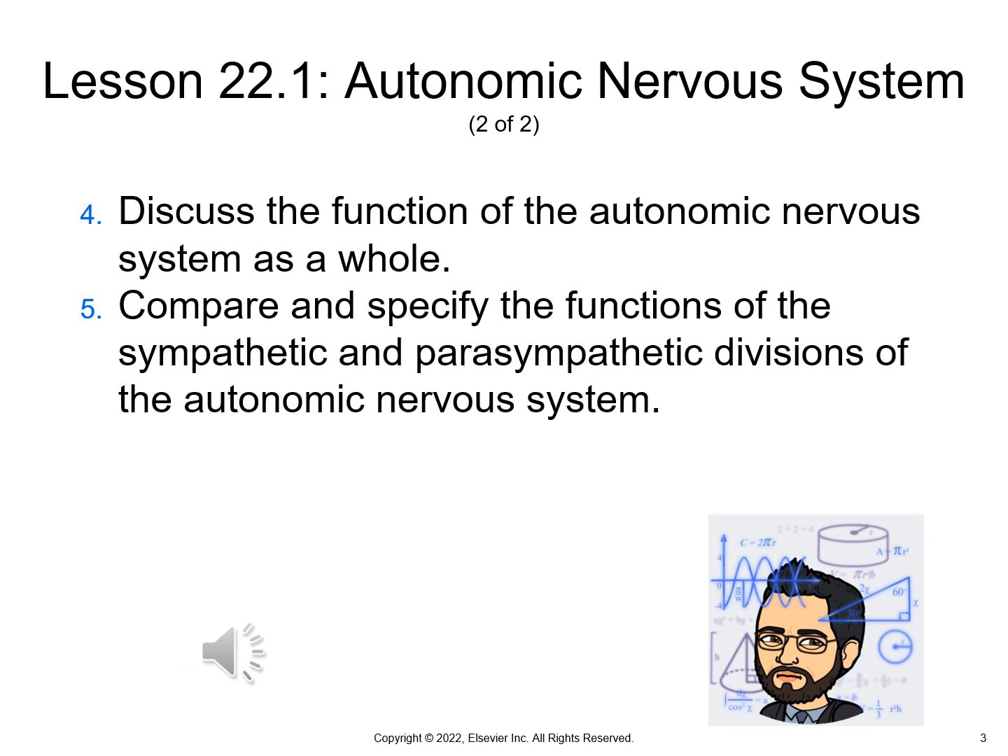Continuing with the objectives, number 4 is to discuss the function of the autonomic nervous system as a whole. And number 5, the last one, compare and specify the functions of the sympathetic and parasympathetic divisions of the autonomic nervous system.